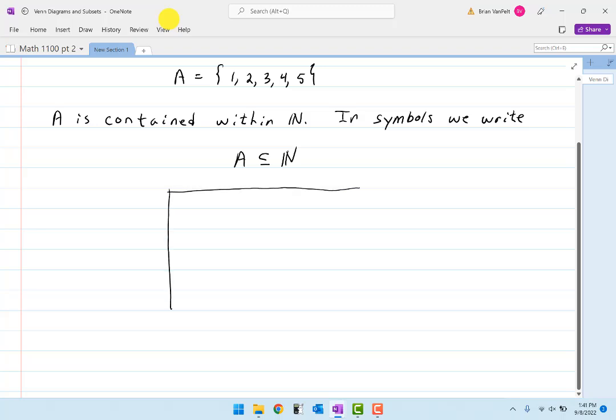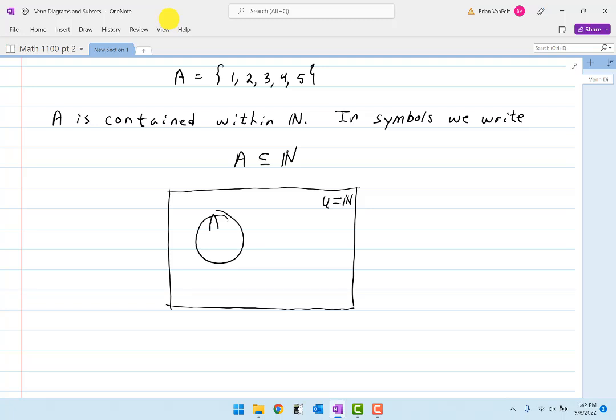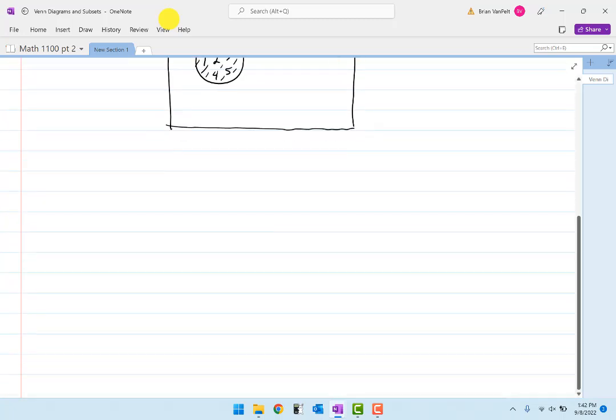So typically you make some sort of a square, and here you use the letter U to represent something called the universe. We'll talk about that in a minute. But in this problem, my universe is the set of natural numbers. And then A is just some sort of a subset inside of there. This is a way of visualizing that A is inside of the natural numbers. And you can even add some shading if you want to indicate that I'm talking about the set A.